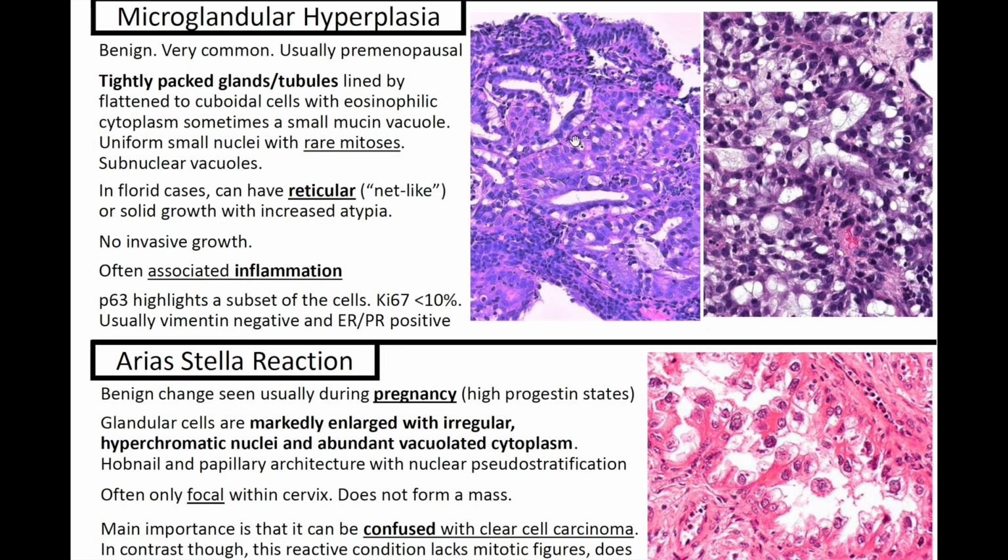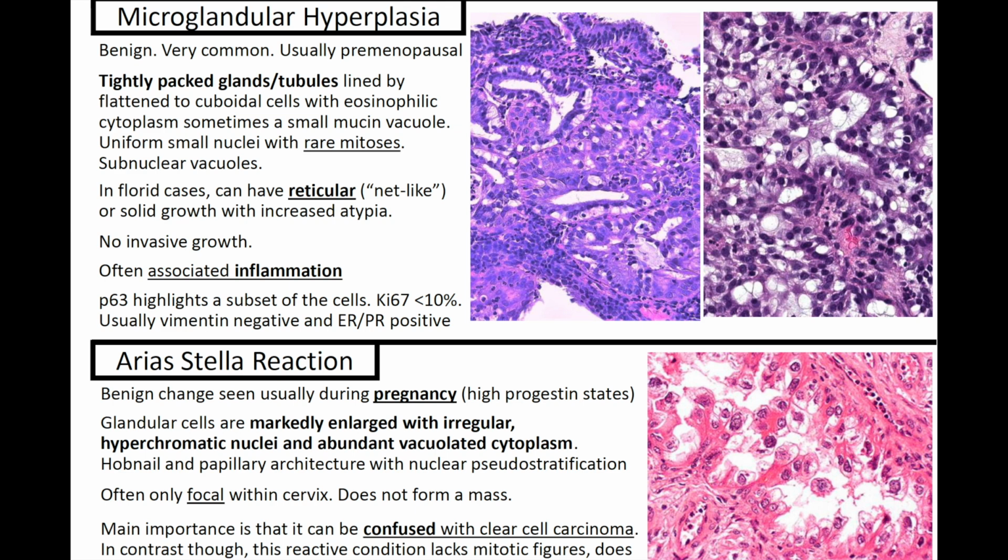Another entity that can at first look kind of concerning, but it's benign, is microglandular hyperplasia, or MGH. This is benign, very common, usually occurs in premenopausal women. And you have these tightly packed glands or tubules lined by flattened to cuboidal cells with eosinophilic cytoplasm, sometimes a small mucin vacuole, and uniform small nuclei with rare mitoses.